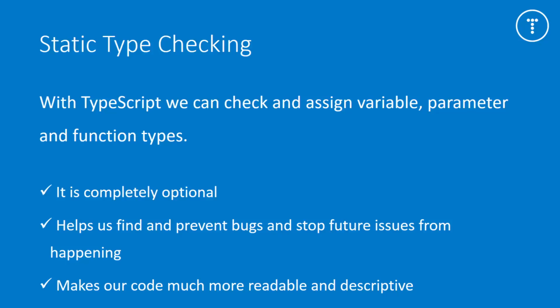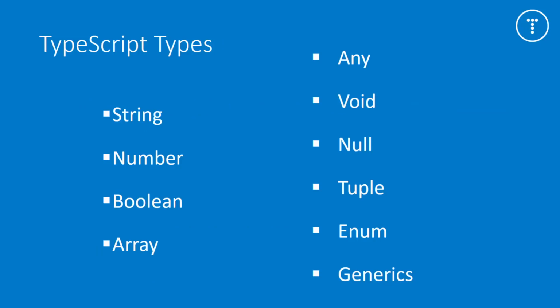Alright, so static type checking, one of the main features, hence the word TypeScript. We can check and assign types for variables, parameters, and functions. So like I said, this is completely optional. It's not going to throw an error if you don't use it. The only time it's going to throw an error is if you do assign a certain type to a variable and then you try to fill it with the wrong type. So if you typecast it as a string and then you put a number in it. Static types also will find and prevent bugs and stop future issues from happening. Not only that, but it makes our code much more readable and descriptive, especially if we're sharing that code with others.